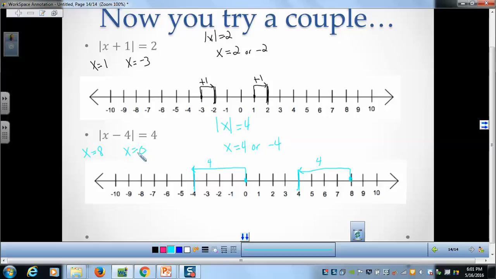And sometimes when students get 0 here, they're just a little uncertain because that doesn't happen a lot. But that's a very legitimate answer, a very legitimate possibility when you're working problems. And notice if I plug 0 back in, I get 0 minus 4, which is negative 4. The absolute value of negative 4 is, in fact, 4.